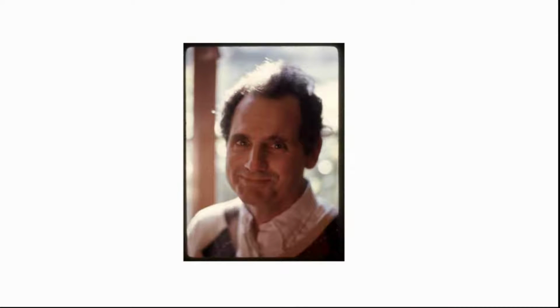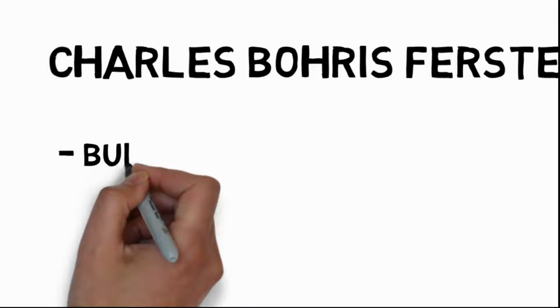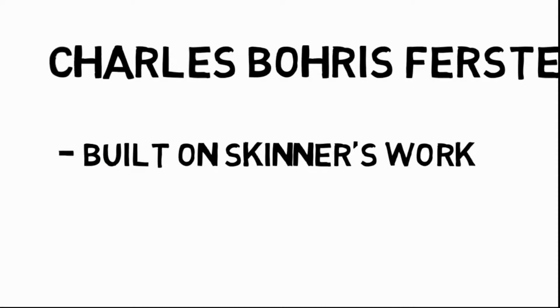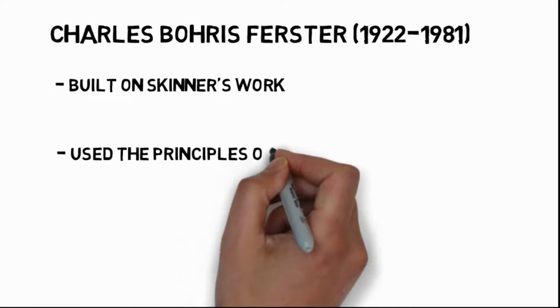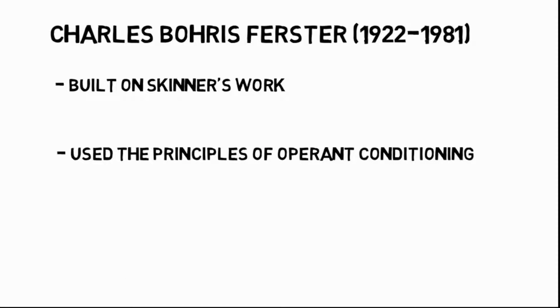So our journey starts with Charles Foerster. Charles Foerster was one of the first psychologists to use Skinner's work to explain depression. So Skinner came up with operant conditioning, a theory based around what increases and reduces people's behaviour. So what Foerster did is he used those principles to see why people were getting depressed. And one of the main things that he looked at was how people who were depressed had less positive reinforcement from their environment.